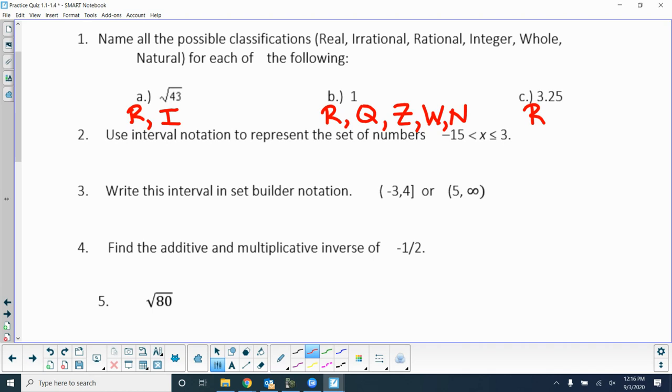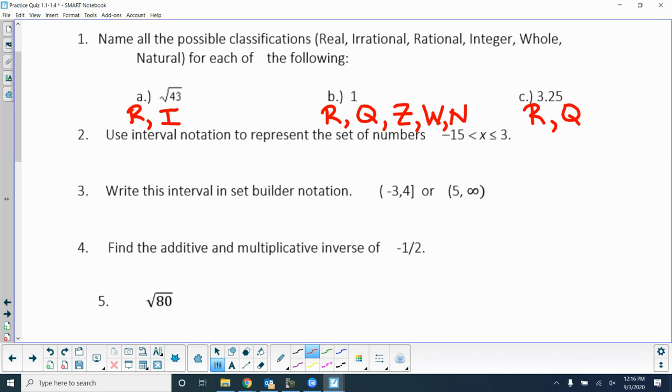All right. 3.25, is that irrational or rational? Rational. Is it an integer? No. So if it's not an integer, it's not the other last two, is it? So those are the answers to those A, B, and C, number 1.